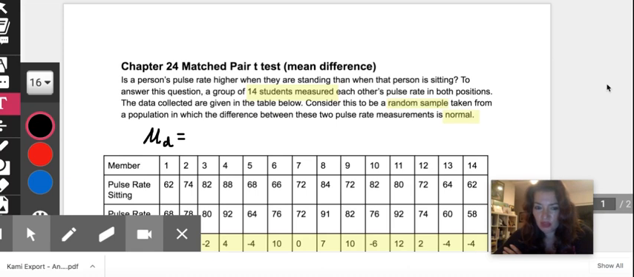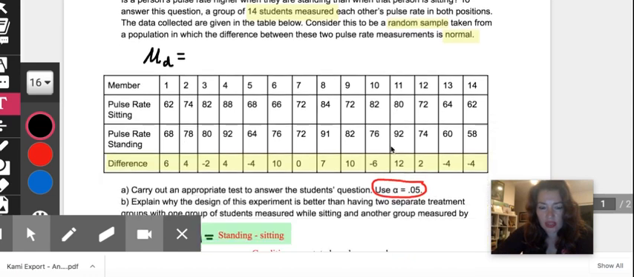So the first thing is a matched pair t-test usually is done with a before and after situation, or when we want to pair our data. So let's take a look here. We are actually given two lists. The pulse rate sitting, so 14 students' rates were recorded when they were sitting, and then the pulse rate for the same student was recorded when they were standing.